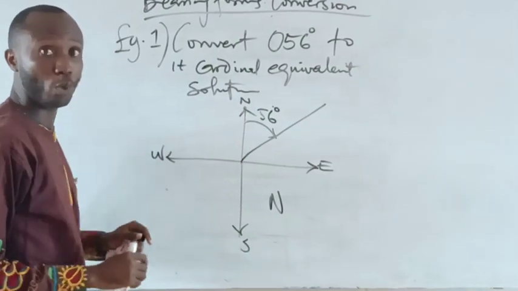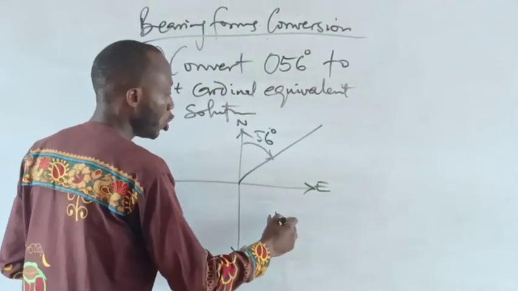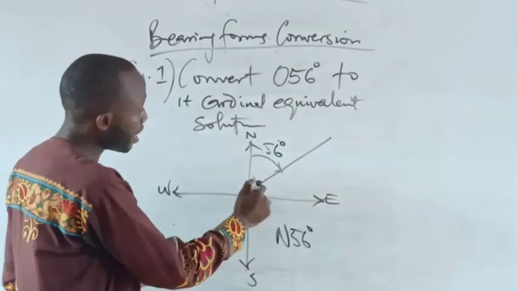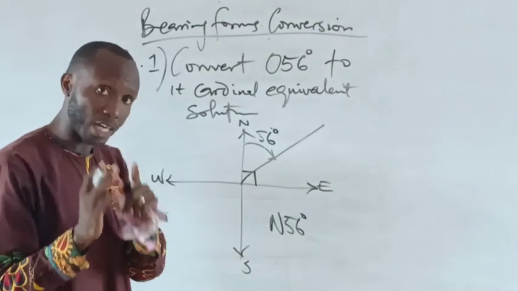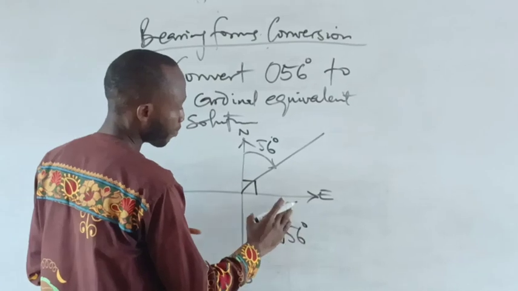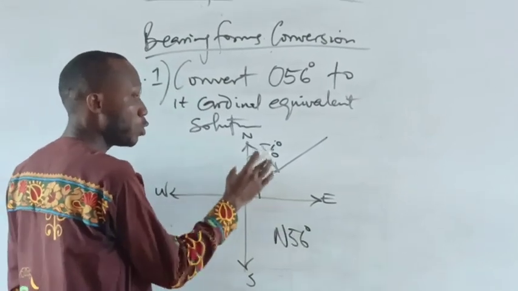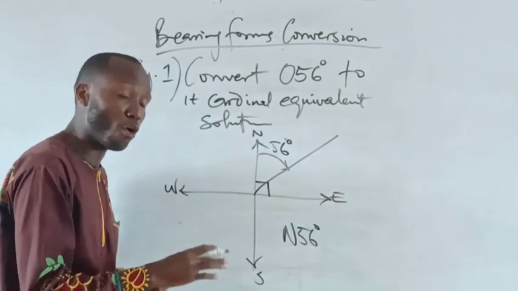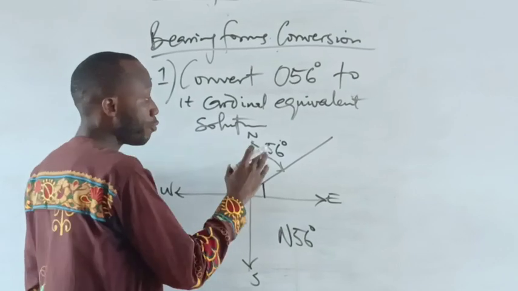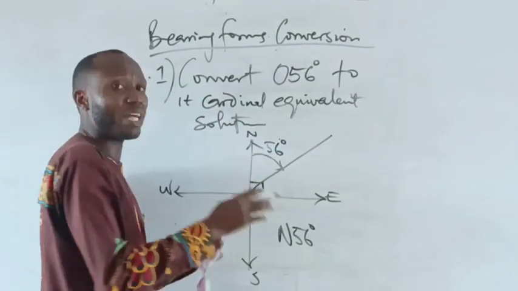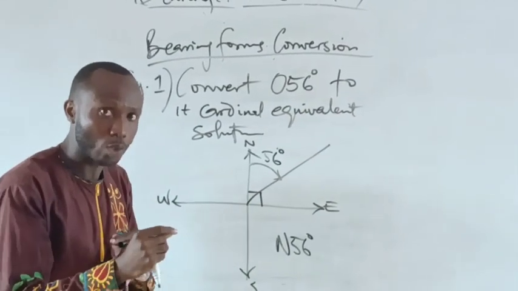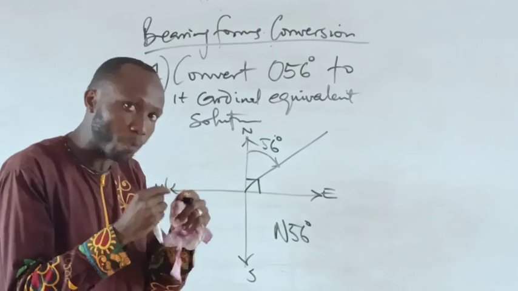You start from the north pole, the vertical axis. Then you write the angle, 56 degrees. Don't forget 56 degrees is less than 90 degrees. So when you're writing the cardinal form, the acute angle is very important. You have to take note of the acute angle you're working with. In this particular question, we've already been given the acute angle. I'm going to do another example where it will be an obtuse angle. So I will teach you how to convert the obtuse to acute.